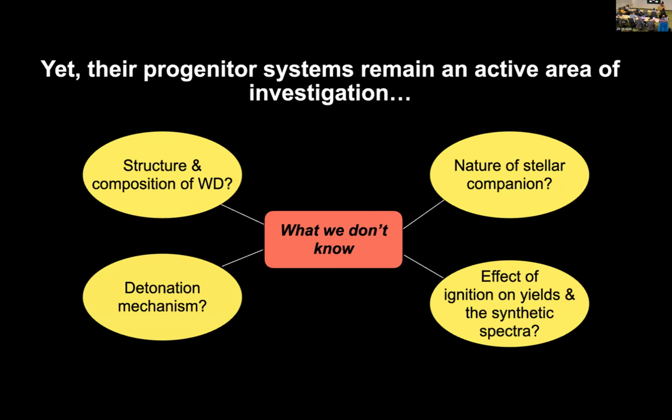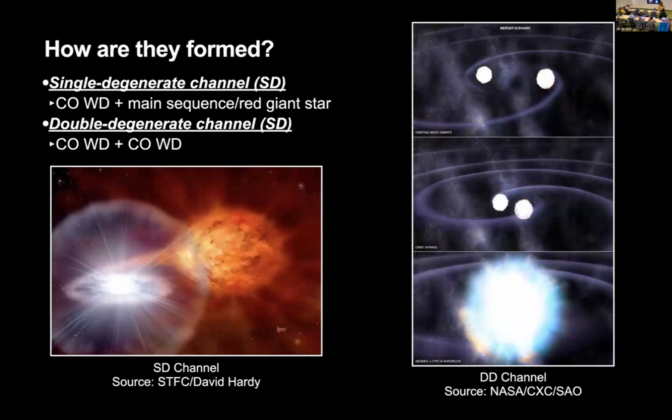Questions including, but not limited to, what is the structure and the composition of the white dwarf that explodes into a supernova? What is the nature of its stellar companion? What is the detonation mechanism through which it explodes? And then what is the effect of the initial conditions, such as mass, composition, the ignition, on the observables and the yields? And so in an attempt to answer all these questions over the years, two main formation channels have been envisioned to give rise to these explosions.